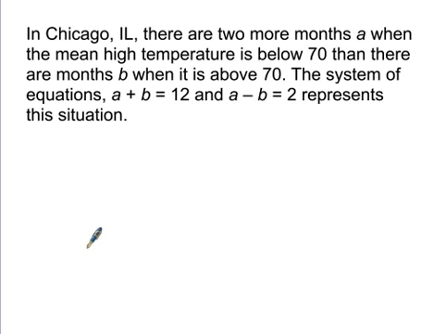In Chicago, Illinois, there are 2 more months, A, when the mean high temperature is below 70 than there are months B when it is above 70. So that means if you live in Chicago, you'll spend 2 more months below 70 degrees than you will spend months above 70 degrees. The system of equations: A plus B equals 12. That's the number of months below 70 plus the number of months above 70 equals 12. And A minus B, that's the number of months below 70 minus the number of months above 70 equals 2. So that's the system of equations.